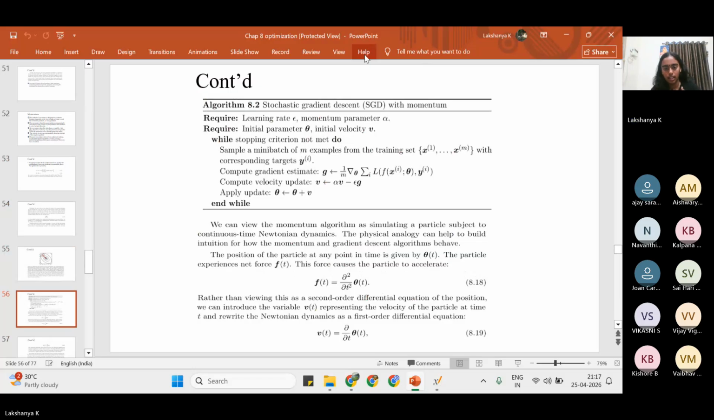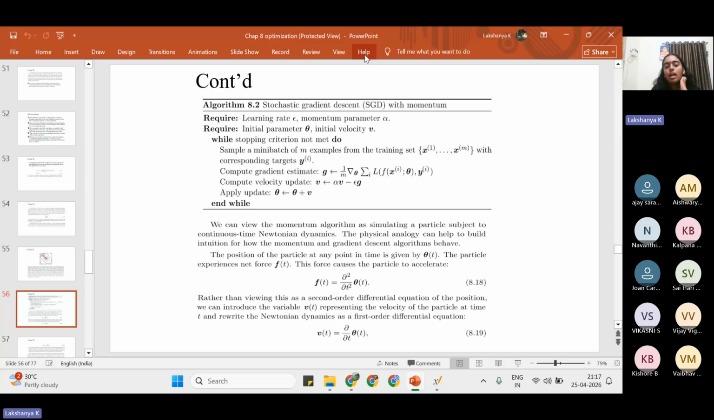The terms are interchangeable. So we have the gradient, which is taken as the loss function averaged, and the gradient of that with respect to theta. This is exactly what you do in your gradient descent in your backprop. It's the same thing. You compute the gradient. Now your momentum is equal to alpha times the existing momentum minus epsilon times the gradient.